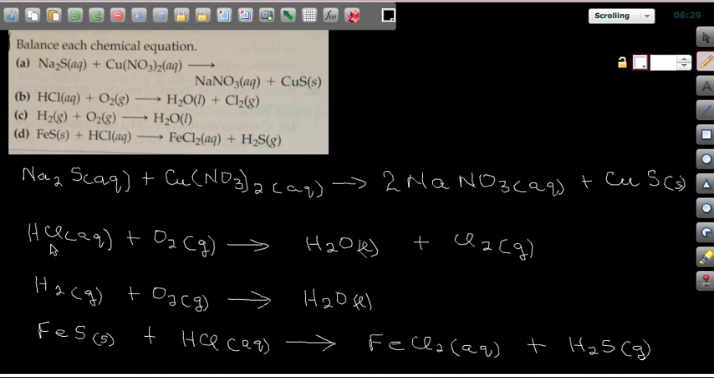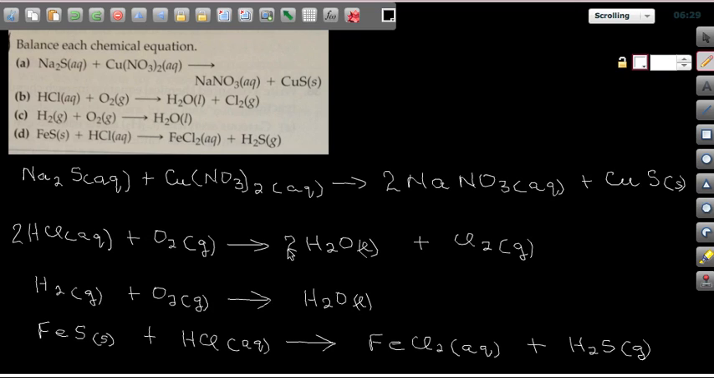HCl plus oxygen gives me water and chlorine. I have 2 chlorine atoms here, so I have to put 2 here, which makes a hydrogen 2, and it's already 2 on this side. I have 2 oxygen here and only 1 oxygen here. So that means I will have to put 2 here to balance this oxygen.